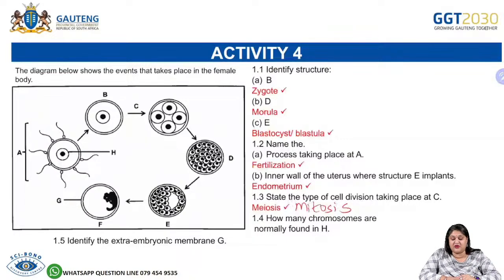How many chromosomes are normally found in H? Okay, so normally how many are found? There are 23. Yes, why? Because this is an ovum, and in the ovum nucleus we're going to have a haploid number, which is 23. Identify the extraembryonic membrane G, and there we go. It's showing us the outermost membrane, which is the chorion. Okay, if they showed us the inner one, then it would be the amnion.